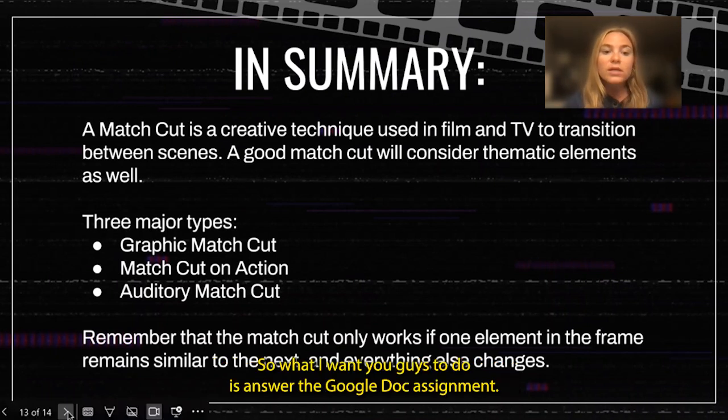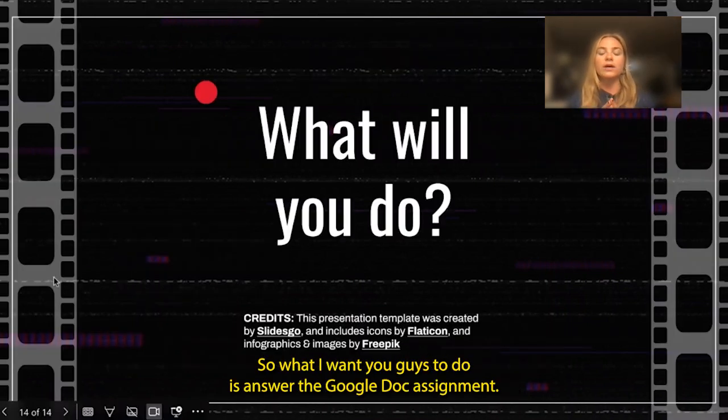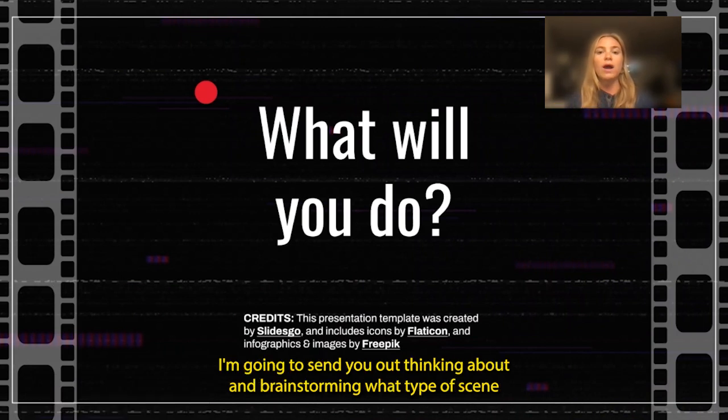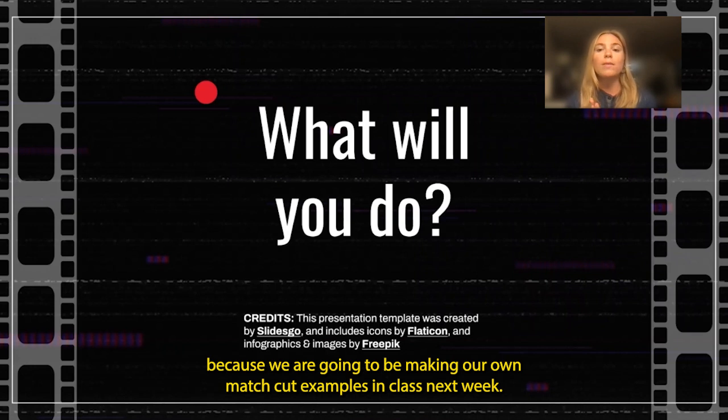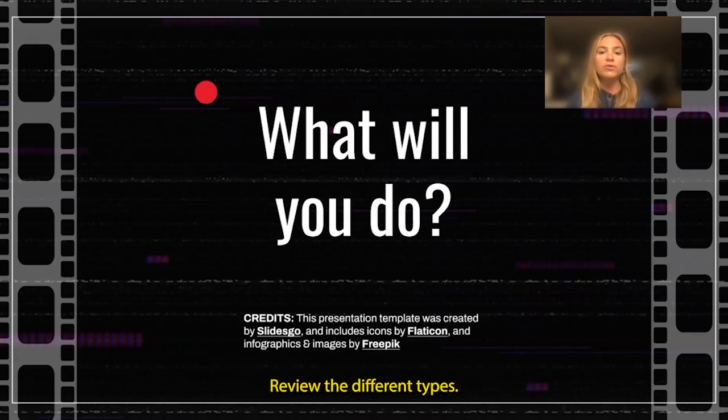So what I want you guys to do is answer the Google Doc survey I'm going to send out, thinking about and brainstorming what type of scene you want to create, because we are going to be making our own match cut examples in class next week. So think about what you want to do, review the different types, Google any example you want, anything you need to get inspiration, bring it to class, and let's make it happen. Excited to see what you all come up with.